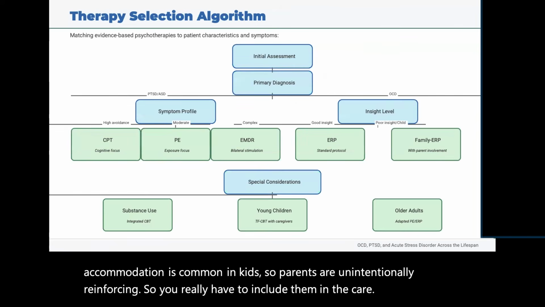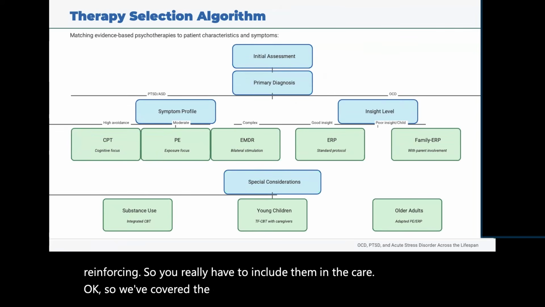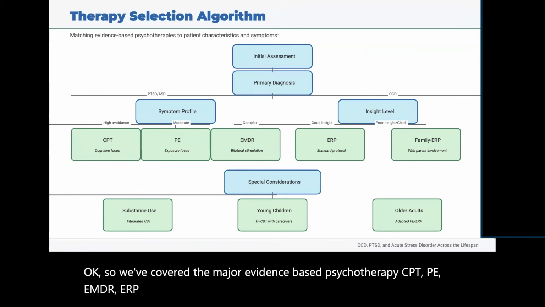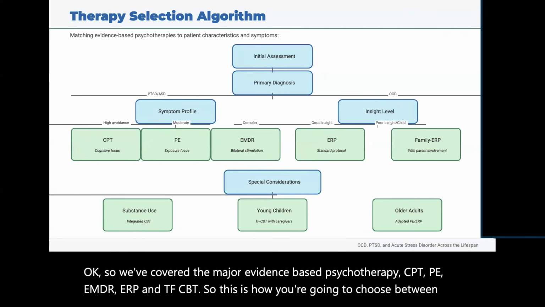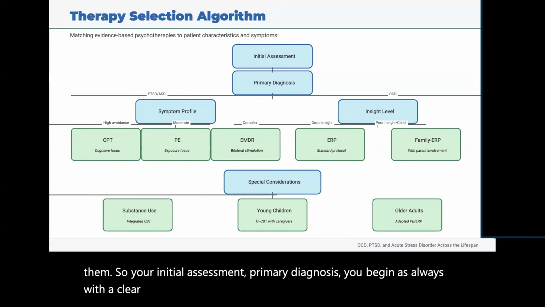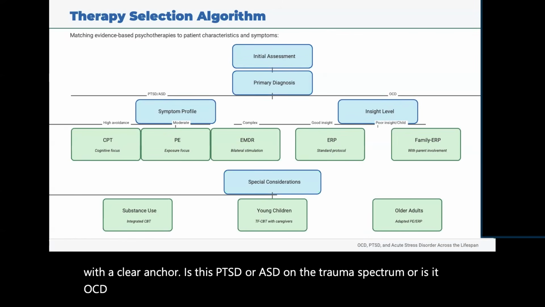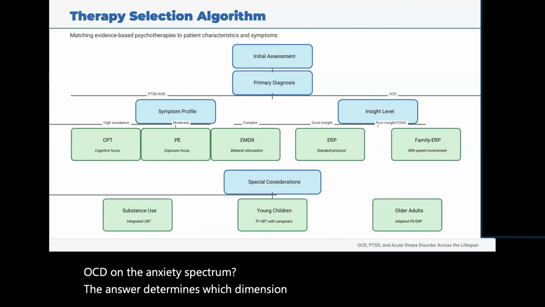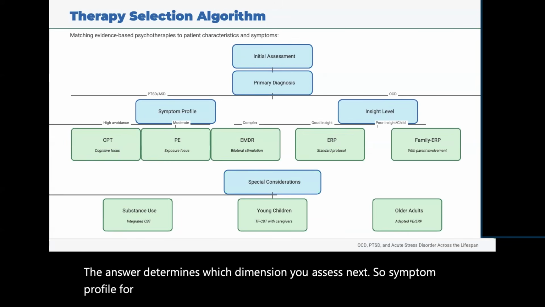Okay, so we've covered the major evidence-based psychotherapies: CPT, PE, EMDR, ERP, and TF-CBT. So this is how you're going to choose between them. Your initial assessment, primary diagnosis: you begin as always with a clear anchor. Is this PTSD or ASD on the trauma spectrum, or is it OCD on the anxiety spectrum? The answer determines which dimension you assess next: symptom profile for trauma-based disorders, or insight level for OCD.